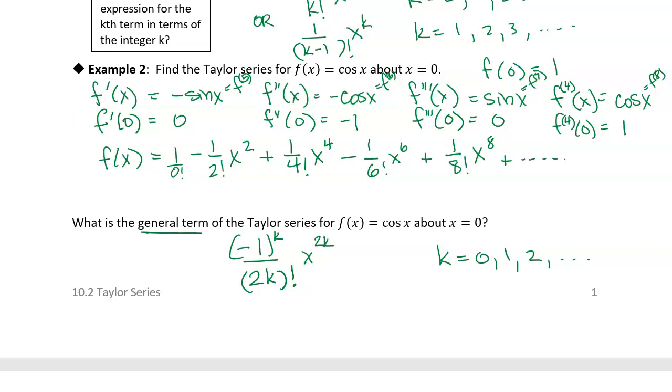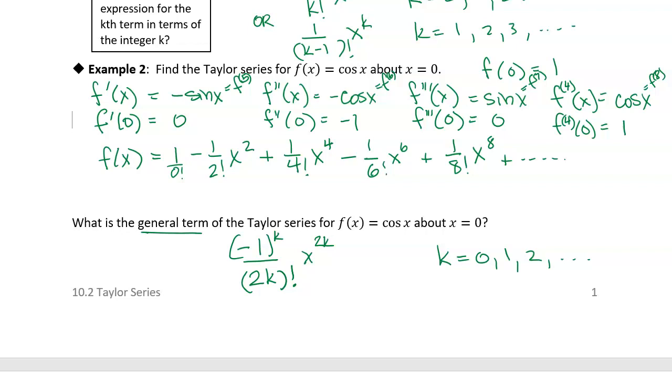Now, you might have to do some playing around to get your general terms to work if you are asked to write a general term. Some are easy and some are not quite so easy, but you can always go back and check. Put in k equal 1, 2, 3, 4, and decide if it's giving you what you want, right? So if I put in k equals 0, I get -1 to the 0, which is 1. I get 0 factorial, which is 1, and then I have x to the 0, which is 1. So that makes the 0th term 1.